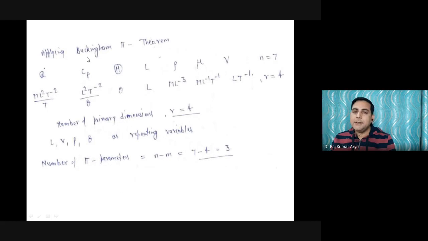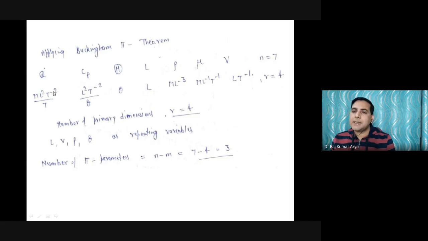Now apply the Buckingham pi theorem. List all the parameters you have: Q, Cp, delta T, length, density, viscosity, and velocity. Count all of them: 1, 2, 3, 4, 5, 6, 7. So the total number n of parameters is 7.